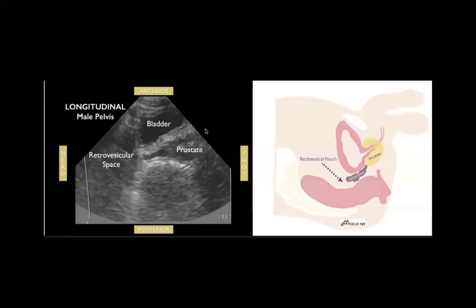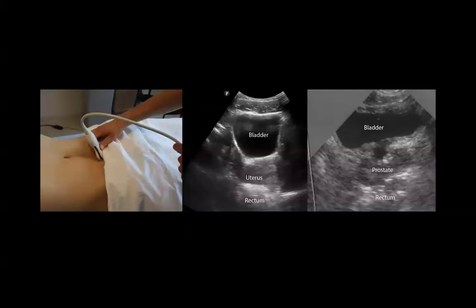So to review, taking a look at the longitudinal view of the bladder, where the probe marker is facing the patient's head, you have your bladder superficially. Then in the male patient, you'll have your prostate. And then deep to the prostate is your rectum. On the transverse view, the horizontal view, you have your bladder, the prostate, and rectum. And then in the female patient, of course, bladder, uterus, rectum.